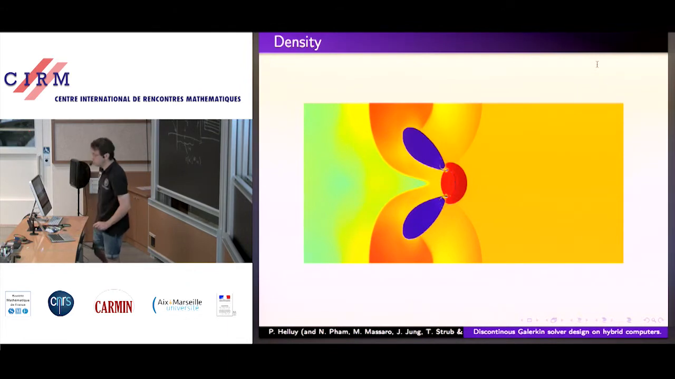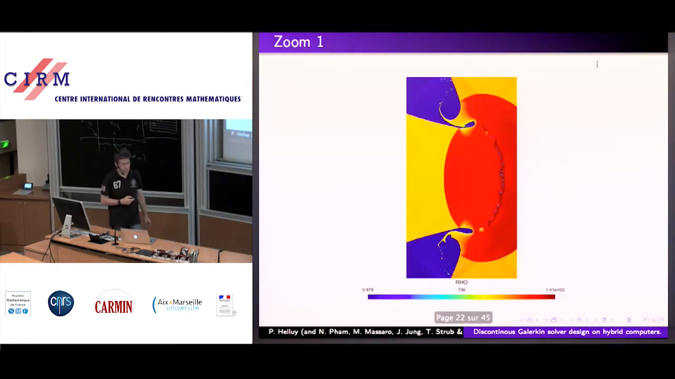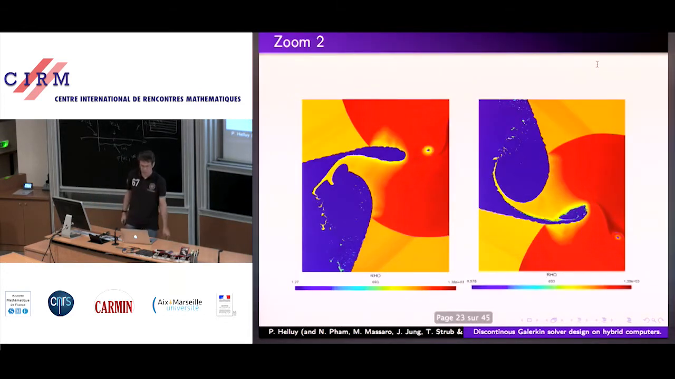So here you have a view of the time at which the bubble splits. And because the mesh is very fine, you can zoom on the bubble split. So here you have a very nice, very well-resolved shock wave that is starting at the split region. And you have small vortices here that are caught by the scheme. And you can zoom again on the upper and lower part of the bubble split. So here you see that you have very complicated structures that you would not see on a coarse mesh.